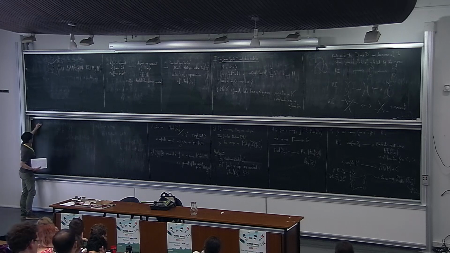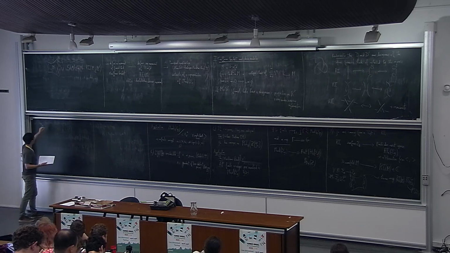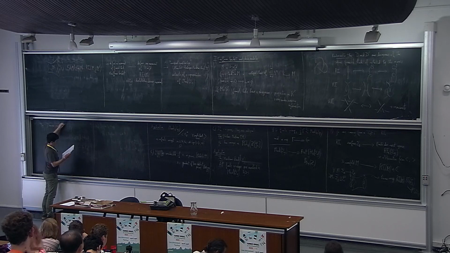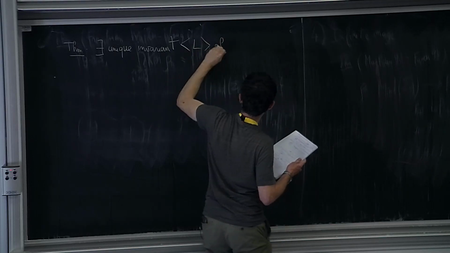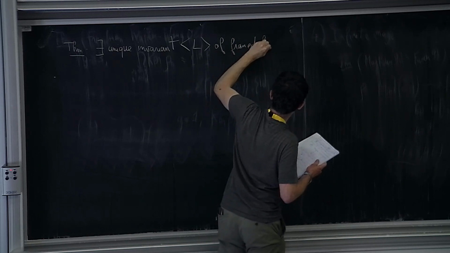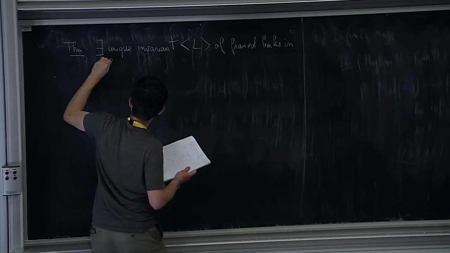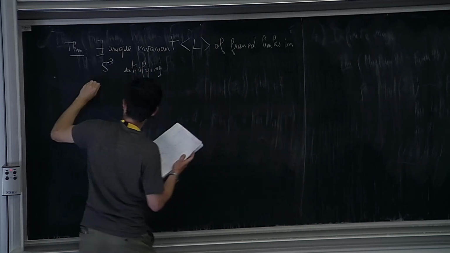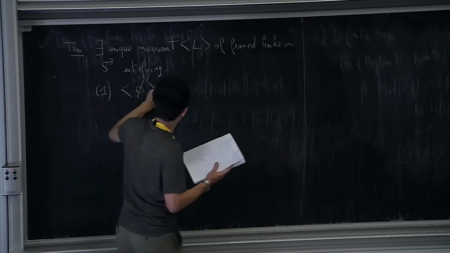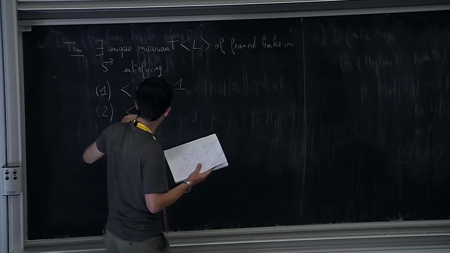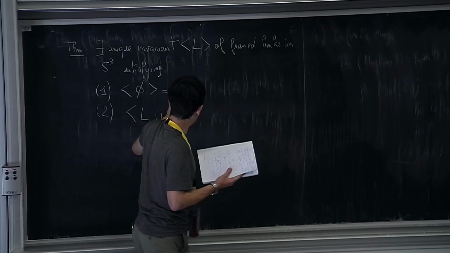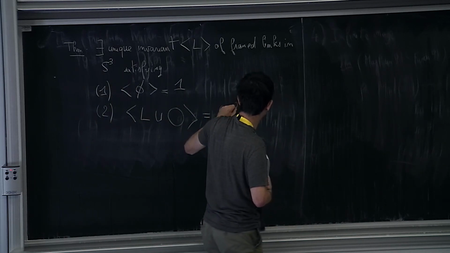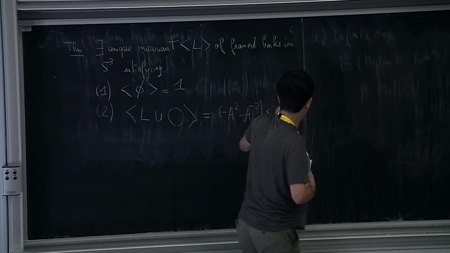Yeah, so I was saying that you can define an invariant of framed links using this. So I say that there exists a unique invariant, which I will bracket L, of framed links in S3, satisfying the following. Well, first I want that the empty link has invariant 1. Secondly, I want that when I take the disjoint union of a link and an unframed unknot, then it multiplies the invariant of L by this quantity.